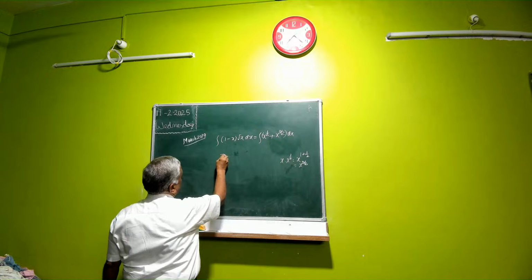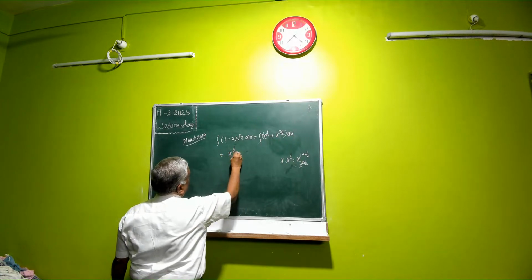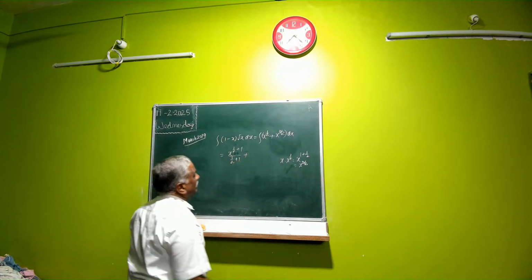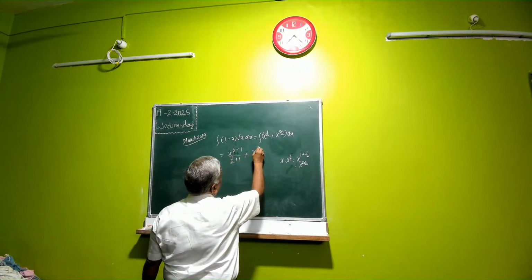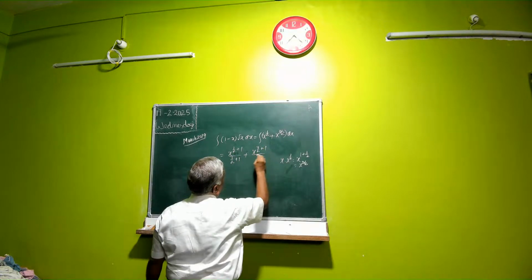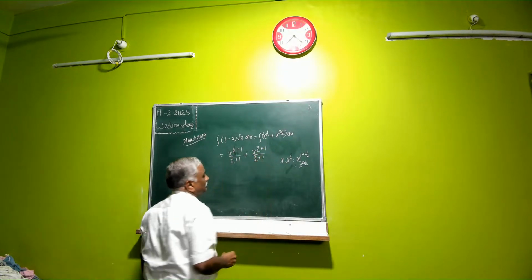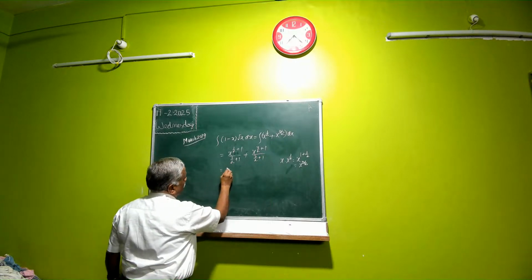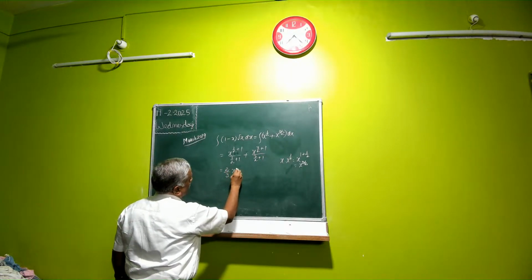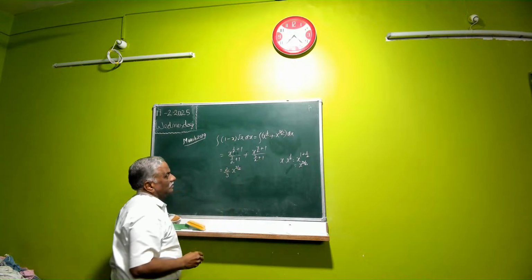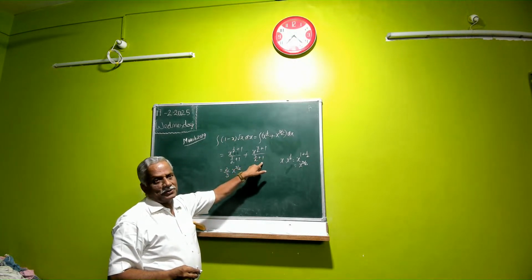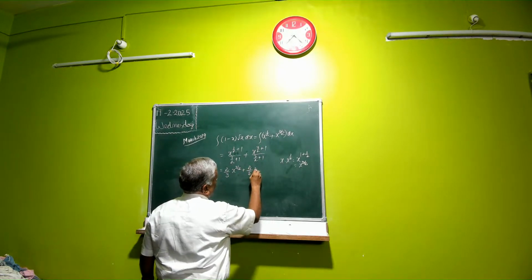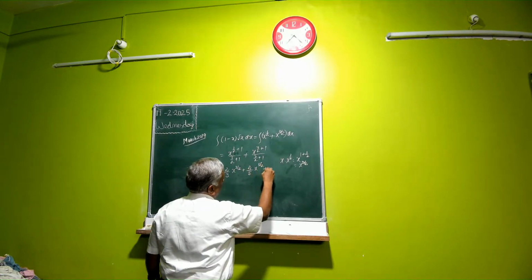Now, for the integration of x to the power of half, it is x to the power of half plus 1 by half plus 1. What about 3 by 2? x to the power of 3 by 2 plus 1 by 3 by 2 plus 1. See, half plus 1 is going to be 3 by 2, so you can write this as 2 by 3 x to the power of 3 by 2. 3 by 2 plus 1 is going to be 5 by 2, so you can write that as 2 by 5 x to the power of 5 by 2.